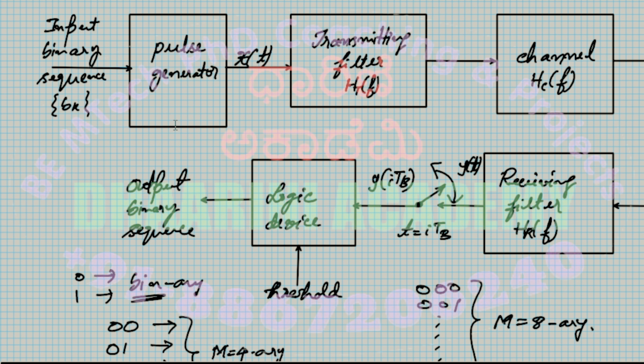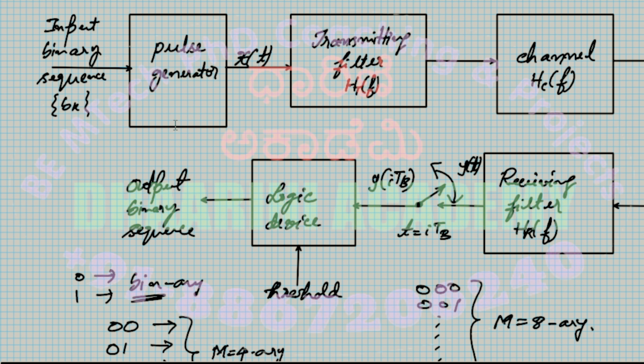You have a transmitting filter, channel H of f, receiving filter, sampling, apply to some logic device. We compare it with the threshold and get the output. That still remains the same. But what changes here is the number of levels. So previously I used to send either 0 or 1 separately. So that's what binary communication means. But now you see you have an option to club two neighboring bits. You can say 00 is my one symbol, 01 is the other one, 10 is the third one, and 11 is the fourth one.